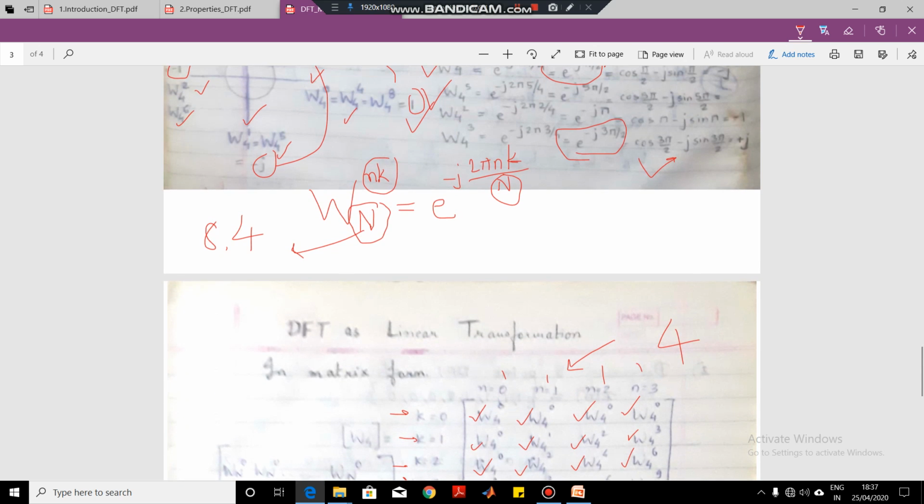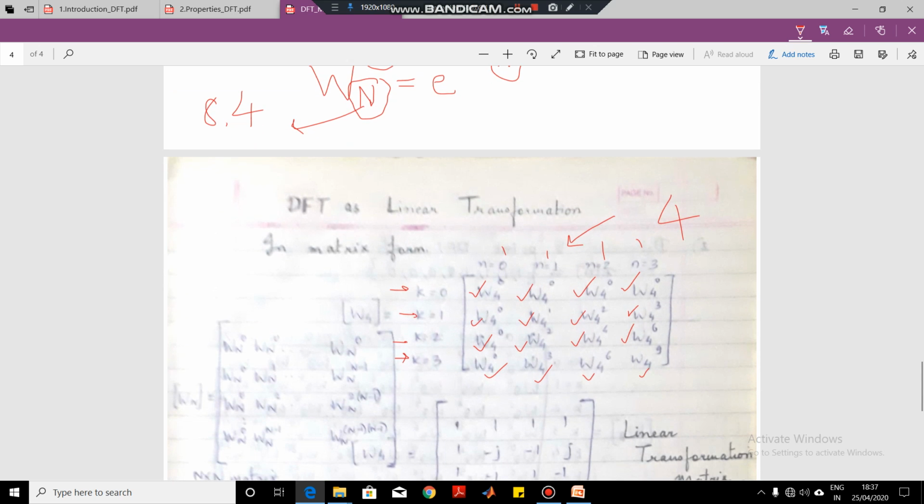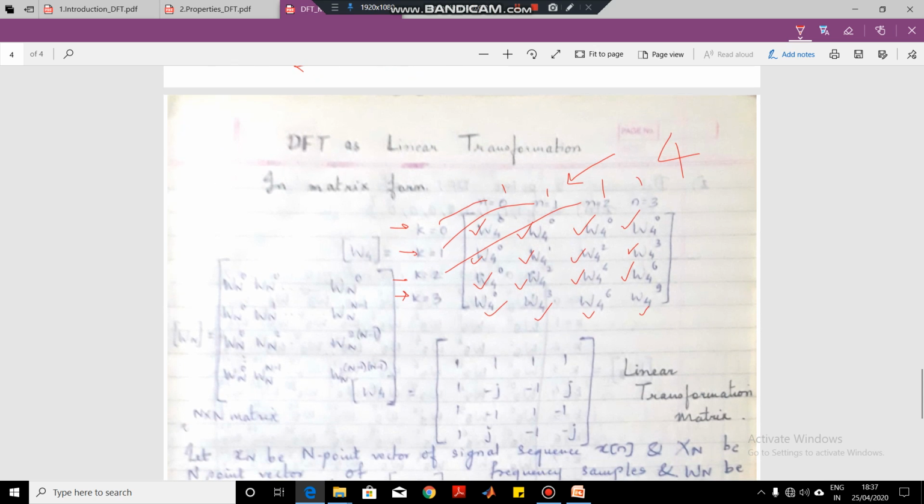Remember this nk: n is in the column, k is in the row. n ranges from 0 to 3 and k ranges from 0 to 3, because it is a 4 by 4 matrix. Just cross multiply the n and k values and compute the twiddle factors. Once these are there, compute the values of the twiddle factors and substitute them in this matrix. W4^0 value is 1, so I will substitute the value 1 here, and go on substituting these values in the matrix.